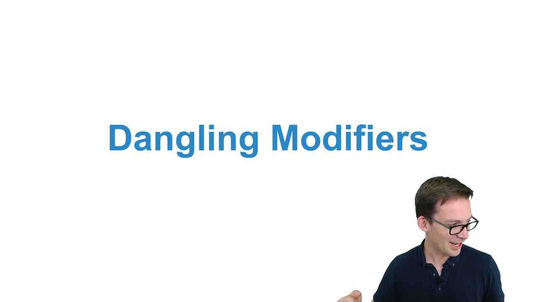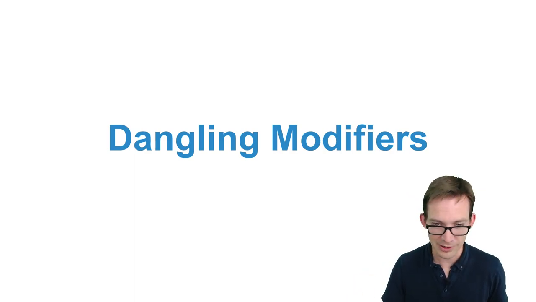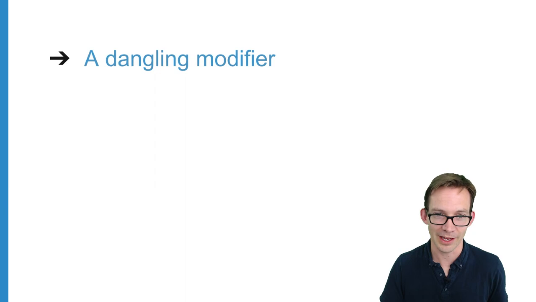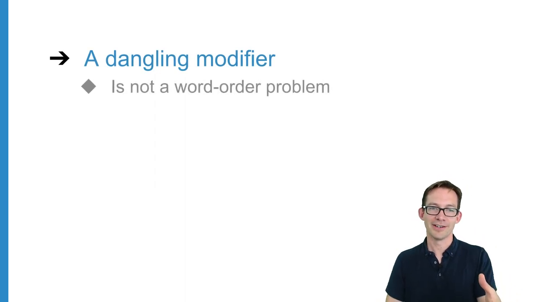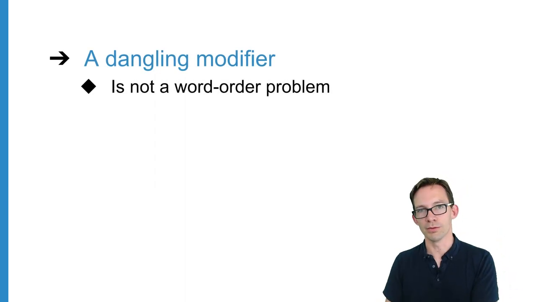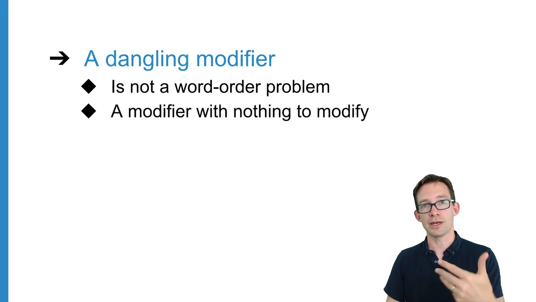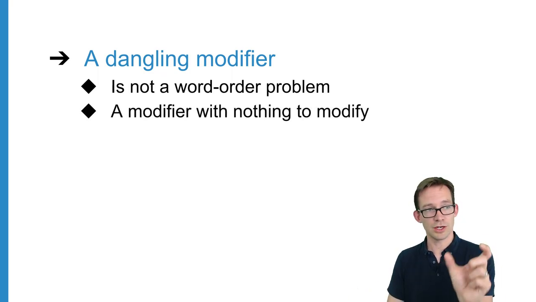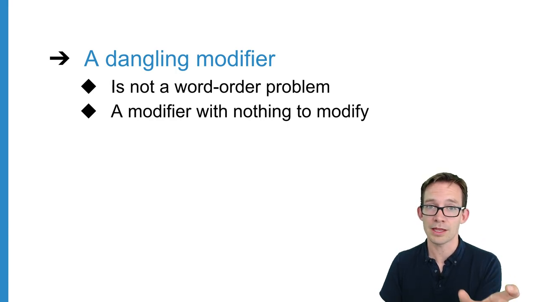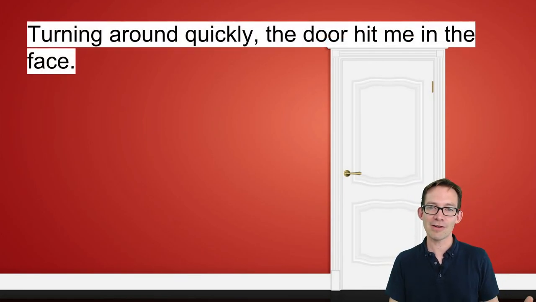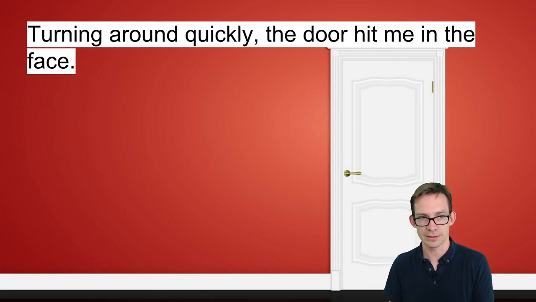So, Chateau 7 is saying it's a very rude door. A dangling modifier is not a word order problem like we saw last week. It's not as simple as that. It's a modifier with nothing to modify. So it's just hanging there with nothing to do. And there's a picture of that rude door that you guys are talking about. Turning around quickly, the door hit me in the face.